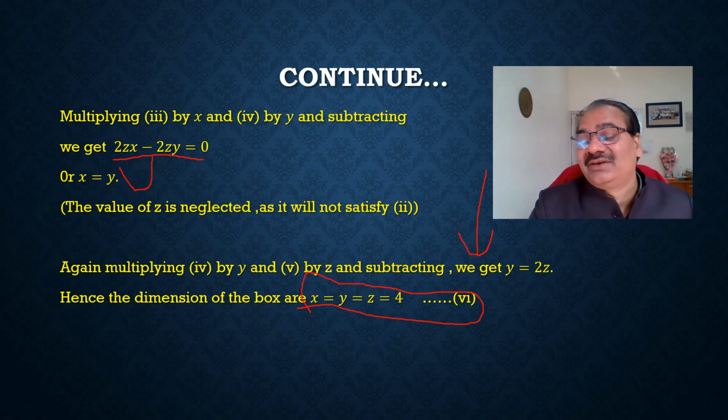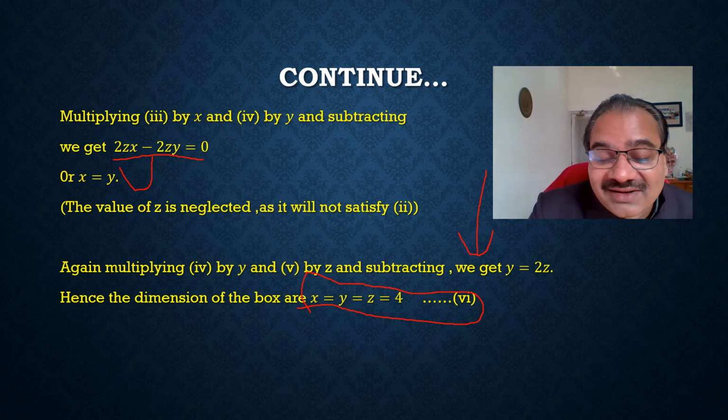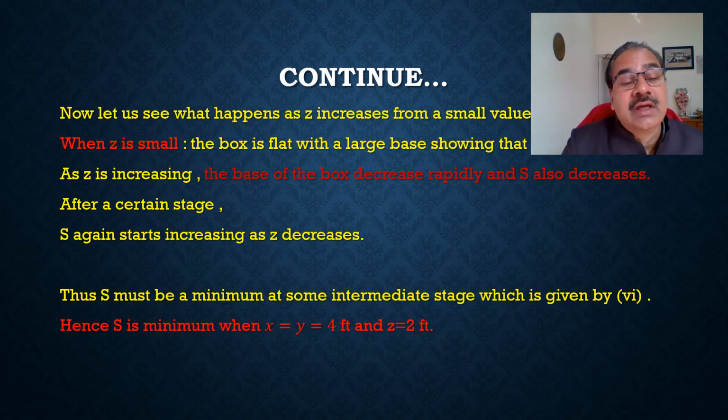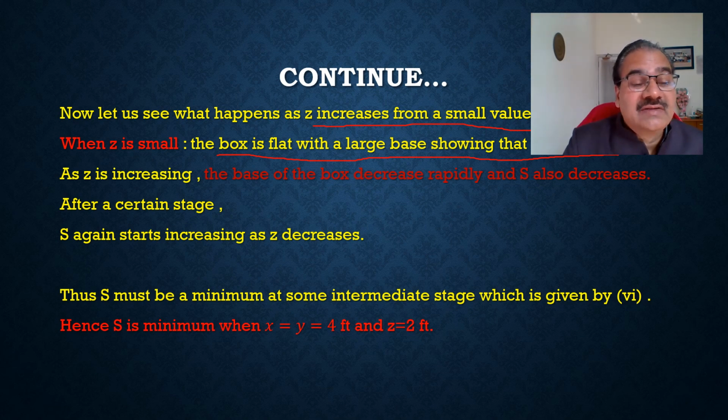This was a practically oriented problem, and with the help of the mathematical technique, you are now able to know the dimensions of that rectangular box. That is, x is equal to y is equal to 4 feet, and z is 2 feet. Now let us see what happens as z increases from a small value to a large one. When z is small, the box is flat with a large base, showing that s is large. As z increases, the base of the box decreases rapidly and s also decreases. After a certain stage, s again starts increasing as z increases.